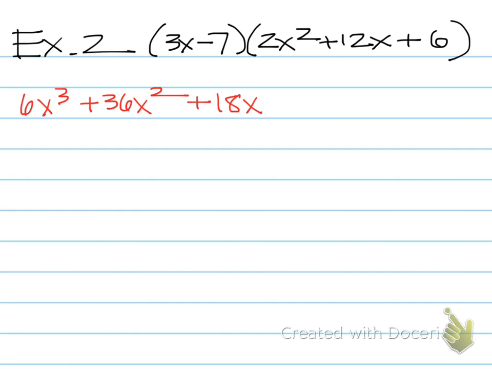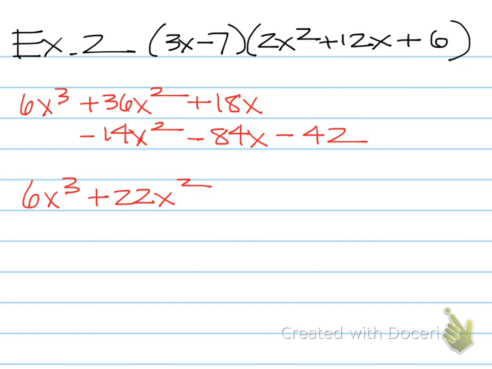And then you don't have to, but it might be helpful to go ahead and line up, whenever you multiply the next term in the binomial by the 3 terms in the trinomial, the like terms in the trinomial that we just wrote out. So negative 7 times 2x squared is negative 14x squared. So we want to put that right up under the other x squared term. And then negative 7 times 12x is negative 84x. So put that up under the like term for it. And then negative 7 times 6 is negative 42. Add up all the like terms and we get 6x cubed plus 22x squared minus 66x minus 42.